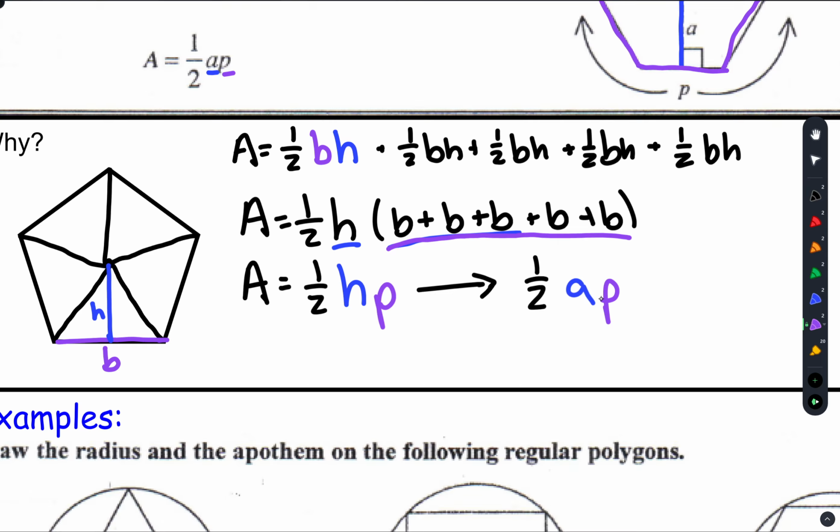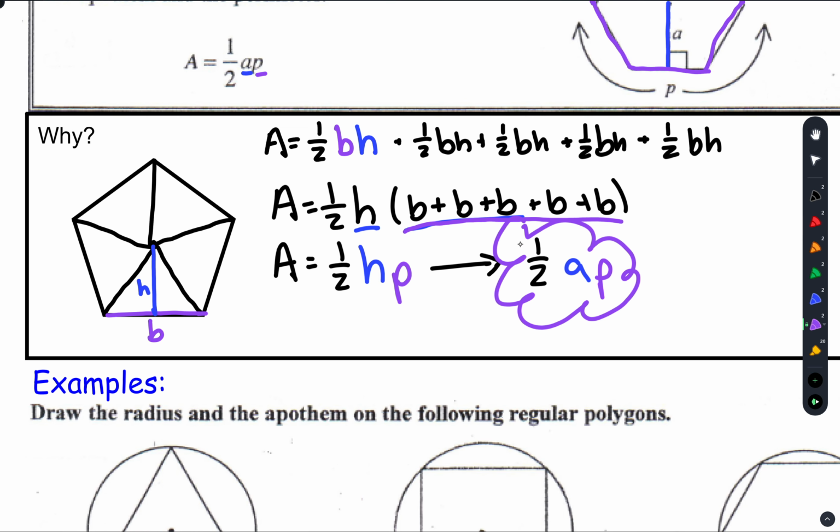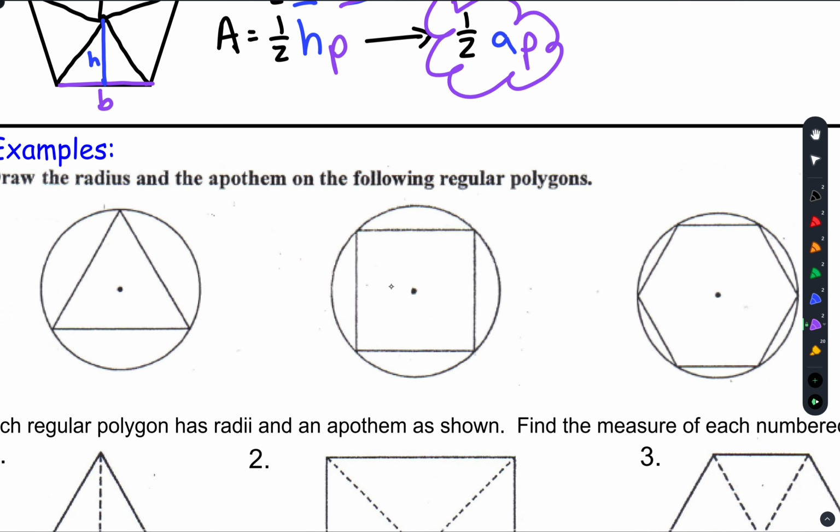So if you forget this formula, just know you can split this up into triangles. You can find your area of each triangle and then multiply it by however many triangles you have. Good? Any questions on that? That's not something you need to memorize, but you should know at least this formula, 1/2 apothem times perimeter. So let's practice.